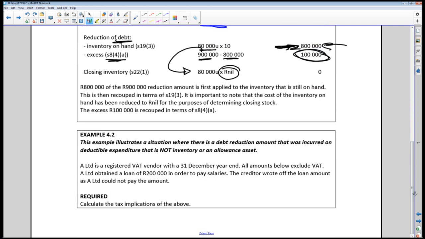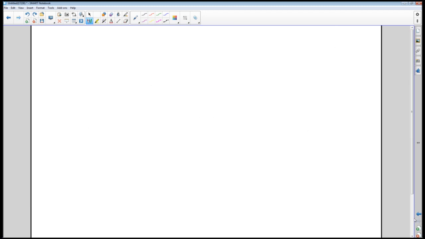Example 4.2. This example illustrates a situation where a debt reduction amount was incurred on deductible expenditure and not inventory or an allowance asset. So A Limited is a registered VAT vendor, all amounts below exclude VAT. They obtained 200,000 rands as a loan to pay salaries, and then the creditor wrote it off and said, listen, you don't have to pay us anymore. So what happens for us?